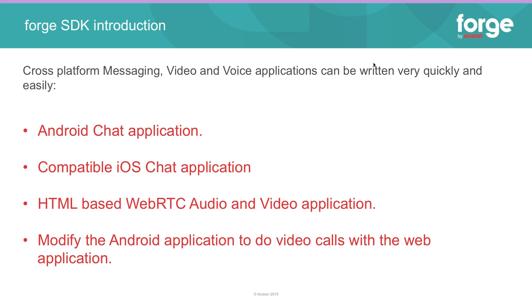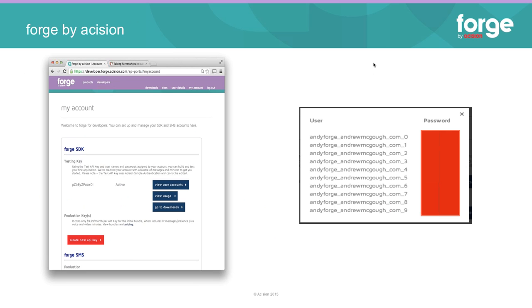The main thing I'd like to try and get across in this webinar is just how easy the Forge SDK makes it to create messaging, presence, video, and voice applications that are completely cross-platform. They cover Android, iOS, and the web. So in this webinar, I'm going to try and create a simple Android chat application, connect it to a compatible iOS chat application. Then I'm going to show you how to create an HTML WebRTC application, which does audio and video. And then I'm going to modify the original Android application to connect the video to the video that's output from the web application that I've just developed. So that's quite ambitious to fill all that in, you might think, but we'll do it.